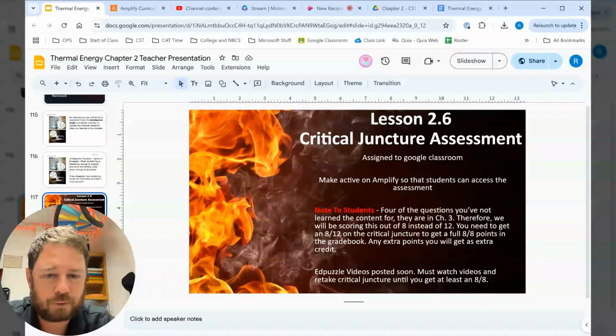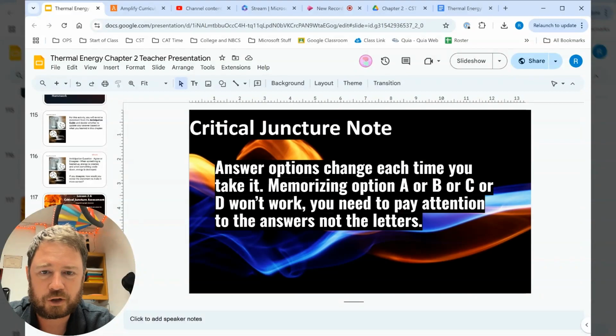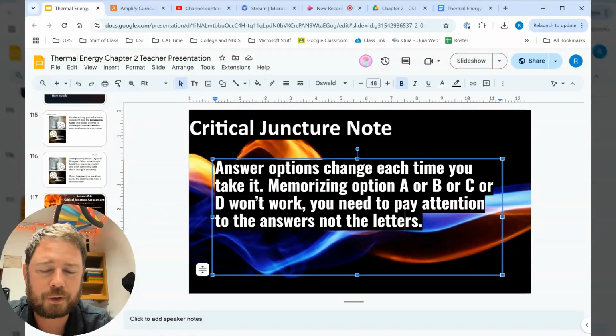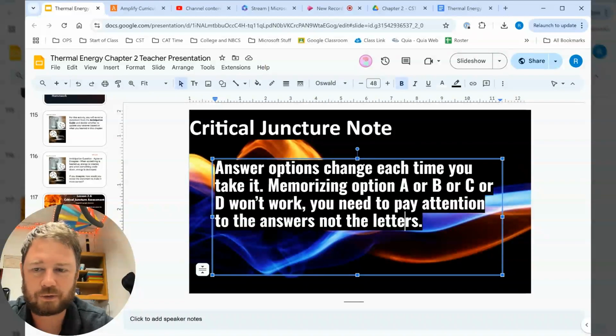Check Google Classroom for a link to the Edpuzzle videos. Watch the videos and retake the critical juncture until you get at least an 8 out of 8. Just a note, the answer options change each time you take the critical juncture, so memorizing option A, B, C, or D won't work. You need to actually pay attention to the answers and not the letters. We've had students that are just like, number 3 is always A, and then they miss it because the A changes to B. They reorder them, so you need to pay attention to our videos, not just memorize the answers.